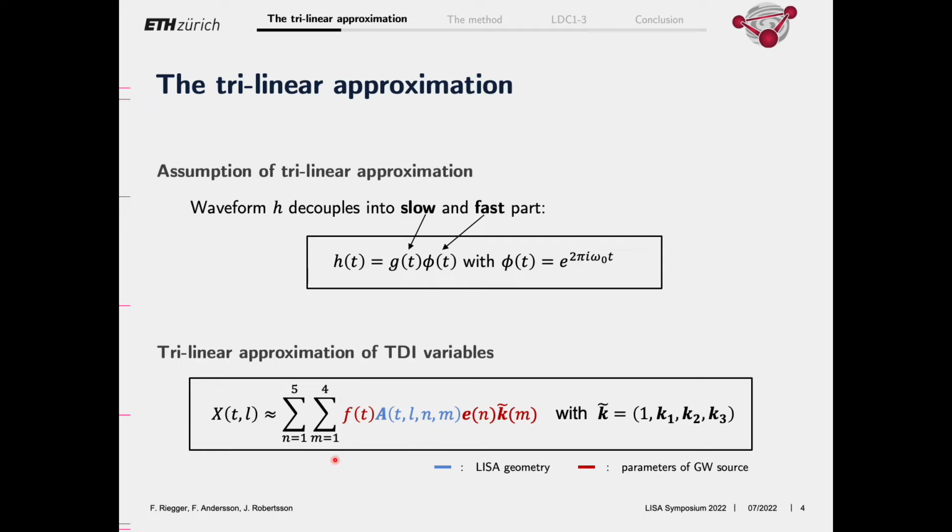And we see that this expression decouples into two main parts. The first, colored in blue, contains only information about the LISA geometry and the LISA motion. And the second part, which is colored in red, contains the contributions of the gravitational wave. Okay, so now before discussing how we can benefit from that trilinear approximation for the data analysis, let's first have a look at the accuracy of this approximation.